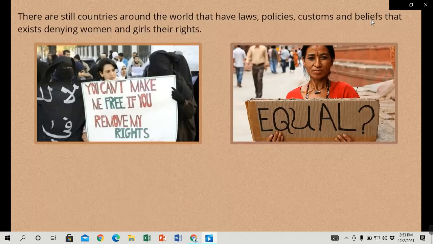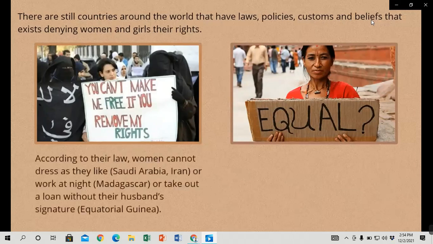We have this technological advancement. We have all these things that have been helpful for us in our day-to-day lives. However, there are still laws, policies and customs that can be traced back to history, to a long time ago, especially on treating other people equally, especially on the rights of women and girls. So as time progresses, there are still these policies and laws that have not evolved or have not been prevented as time progresses.